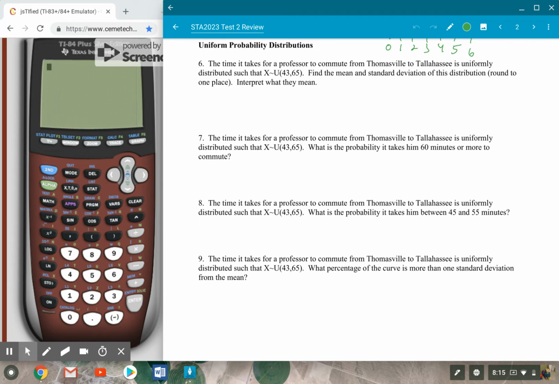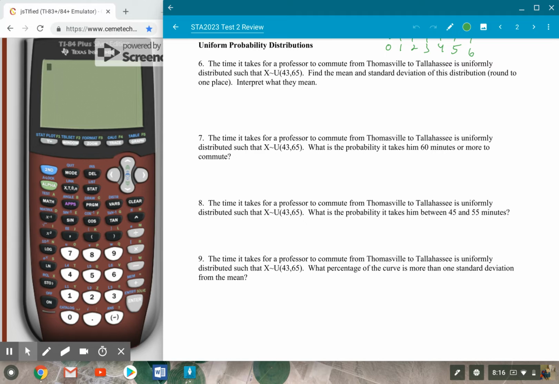All right, so from here, let's move into the uniform probability distribution. So we're going from that discrete data to continuous data. Number 6 says the time it takes for a professor to commute from Thomasville to Tallahassee is uniformly distributed such that the variable x is capital U for uniform, 43, 65. So the minimum value is 43. The maximum value is 65.